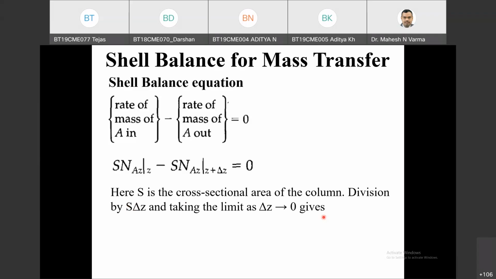D by dz of NAz equals 0. Either you write a minus or plus, it doesn't matter, because here it is 0. D by dz of NAz equals 0. Is everybody getting this equation? Yes, sir. So no difficulty. Now how do we get this NAz? If you remember momentum transfer, what did we do at this stage?